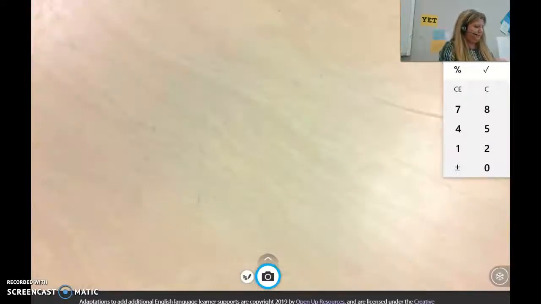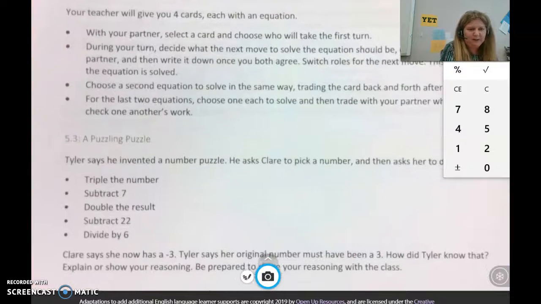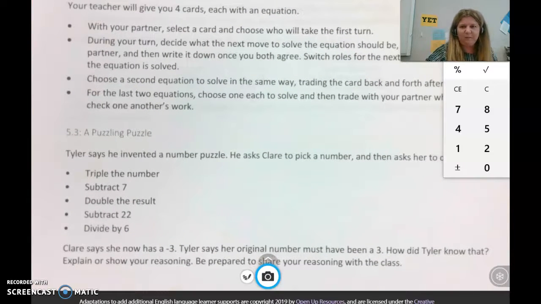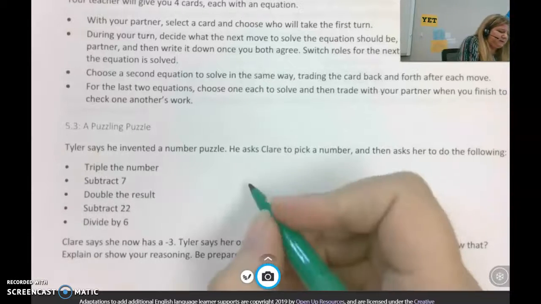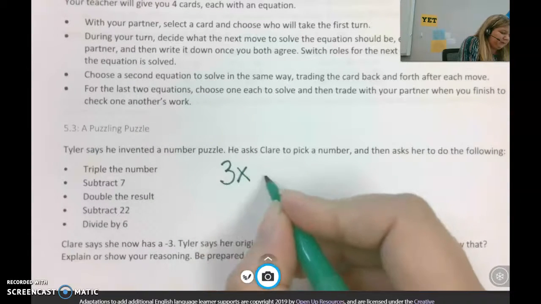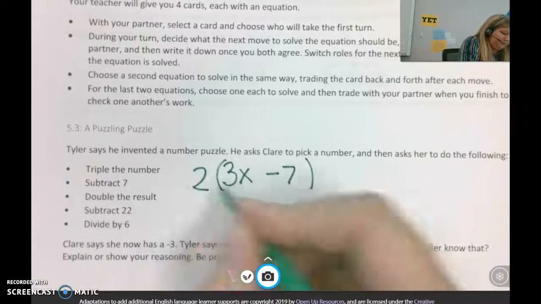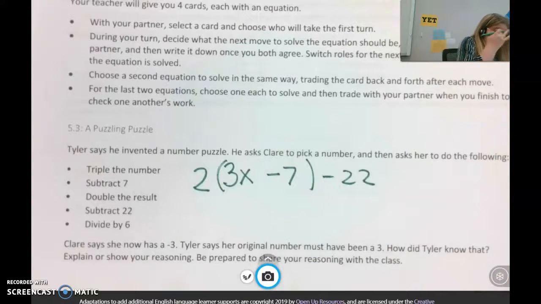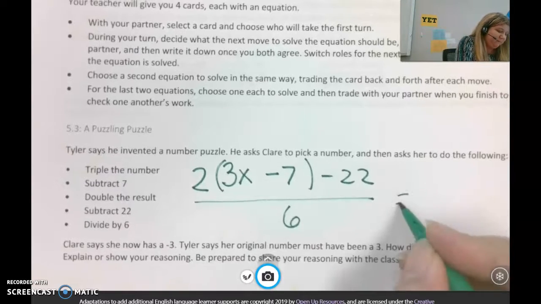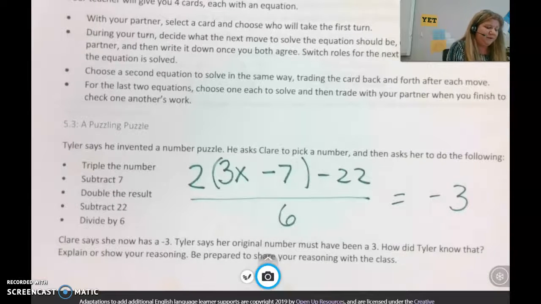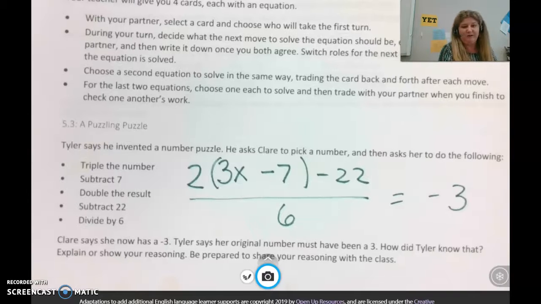So now, I have a word problem here about Tyler. Tyler says he invented a number puzzle. He asked Claire to pick a number, then asked her to do the following. So she picked a number, and she tripled the number and subtracted 7, doubled the result, subtracted 22, and then divided by 6. Wow. Okay, Claire says she now has -3. Tyler says her original answer must have been a 3. How did Tyler know that? Explain or show your reasoning and be prepared to show your solution.